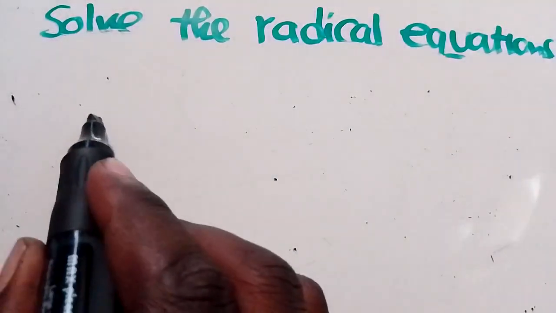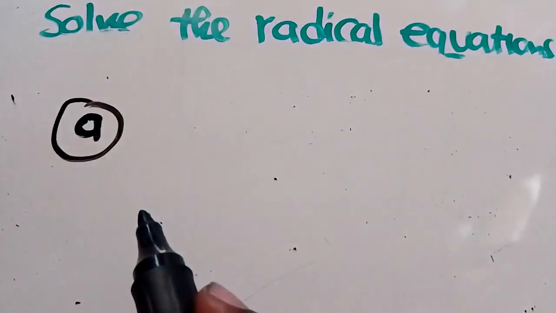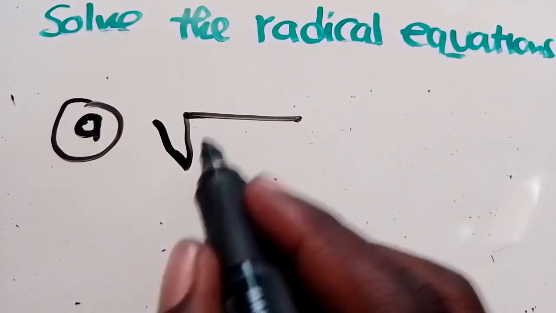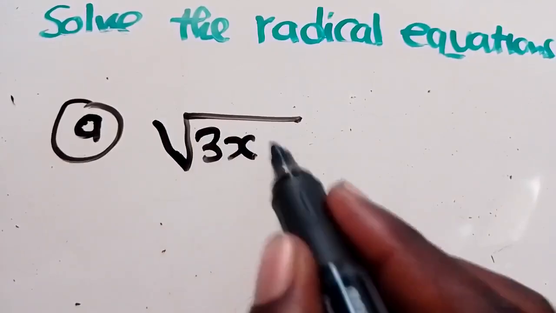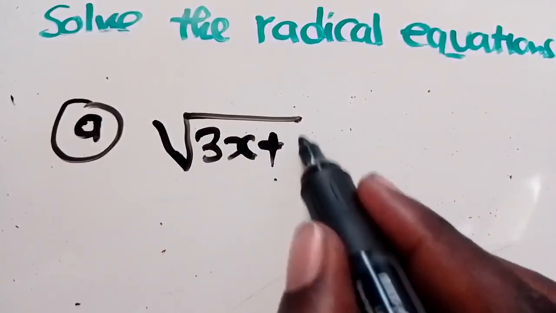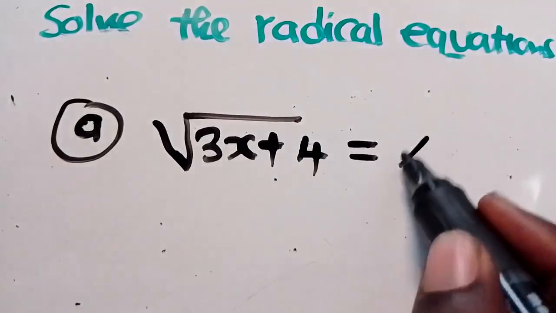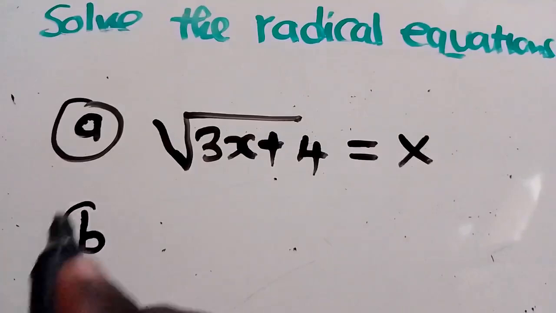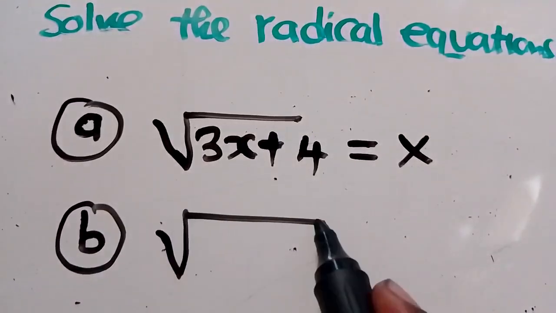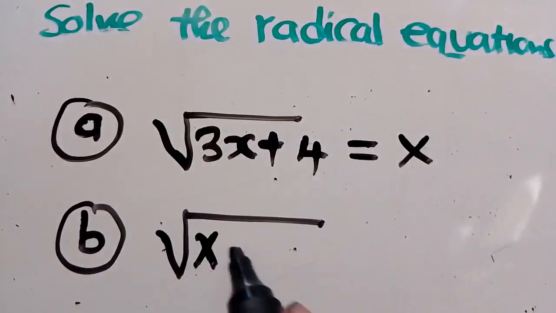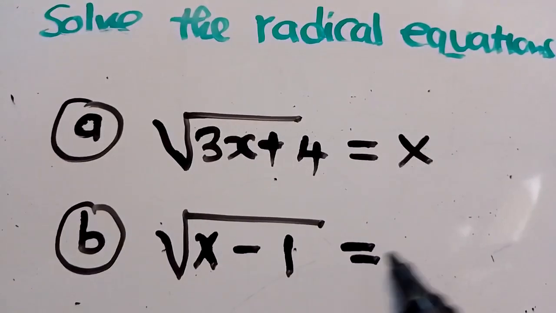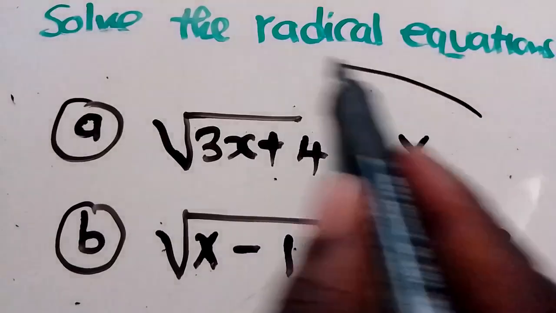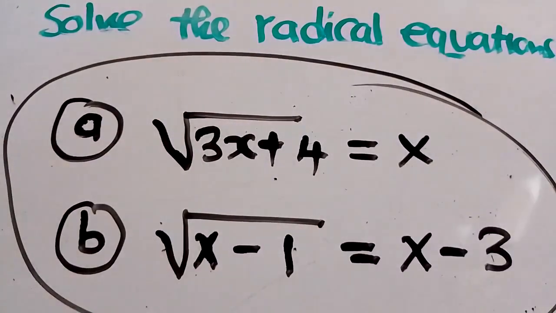So the first one that I'm going to give you is like this. These are radical equations. This is the square root of 3x plus 4 is equal to x. I want you to solve this. The second one that I want you to try out is this one, which is the square root of x minus 1 is equal to x minus 3. These are the 2 equations that I want you to answer.